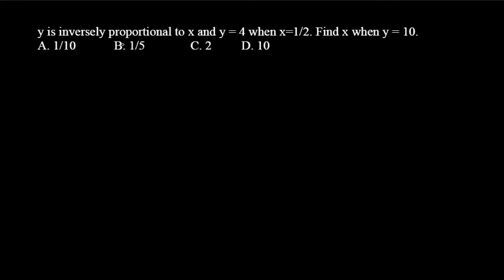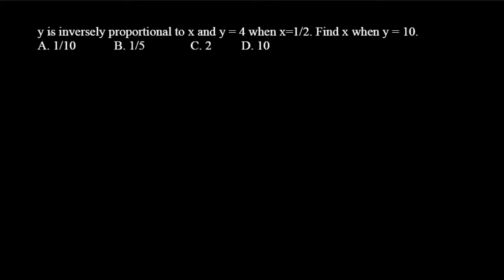y is inversely proportional to x and y equals 4 when x equals 1/2. The question says find x when y equals 10. Now this is a variation problem. To solve this question, we're going to pick each statement one by one and begin to demystify each statement.